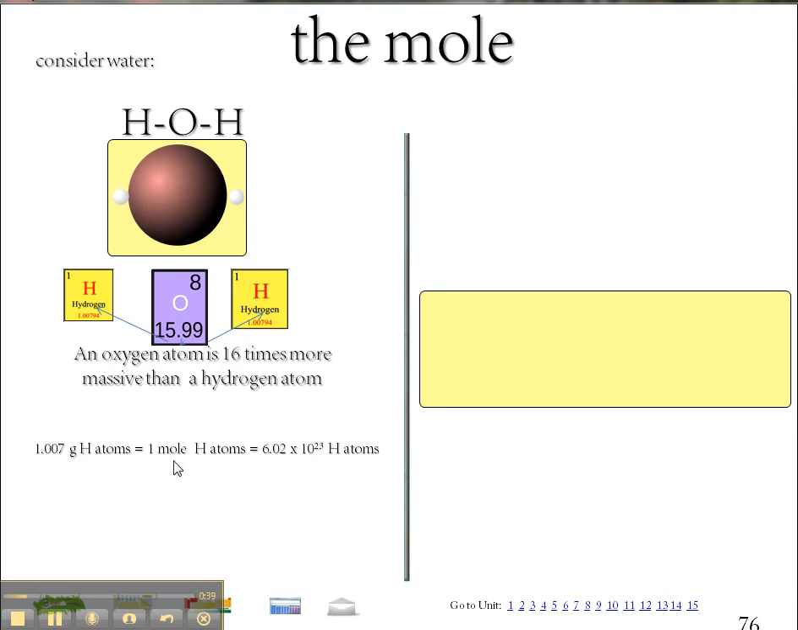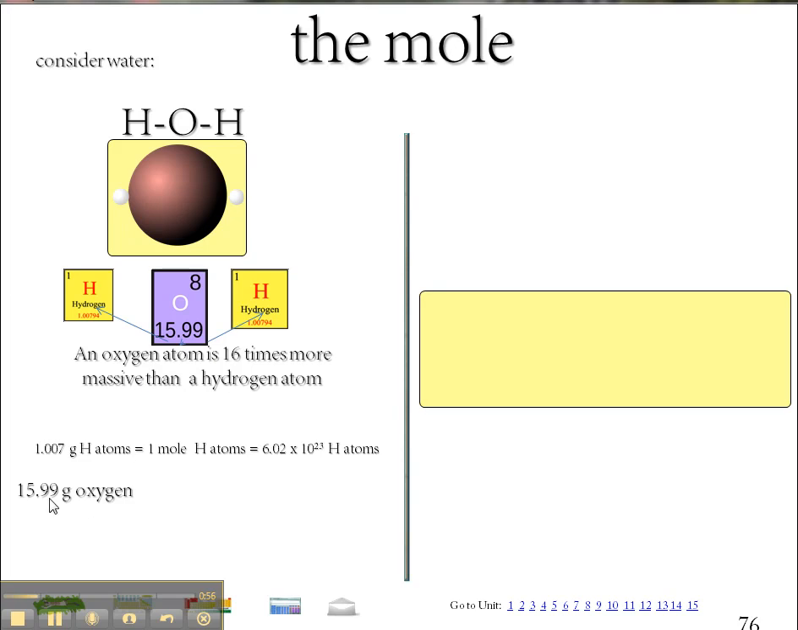So that means if you have a gram of hydrogen atoms, that's the number right there. It's the mass of a mole. They call that the molar mass. It's a mole of hydrogen atoms, which means it's a whole lot of hydrogen atoms, 6 times 10 to the 23rd atoms. Oxygen's much, much bigger.